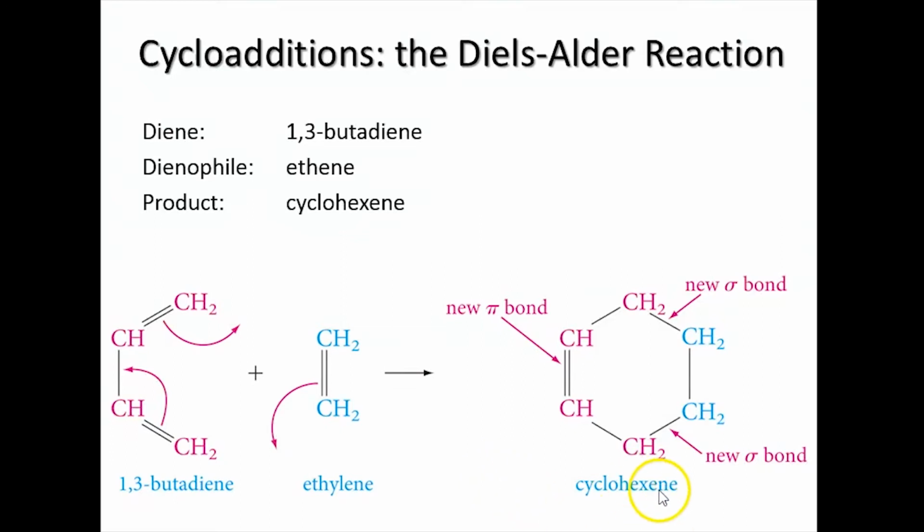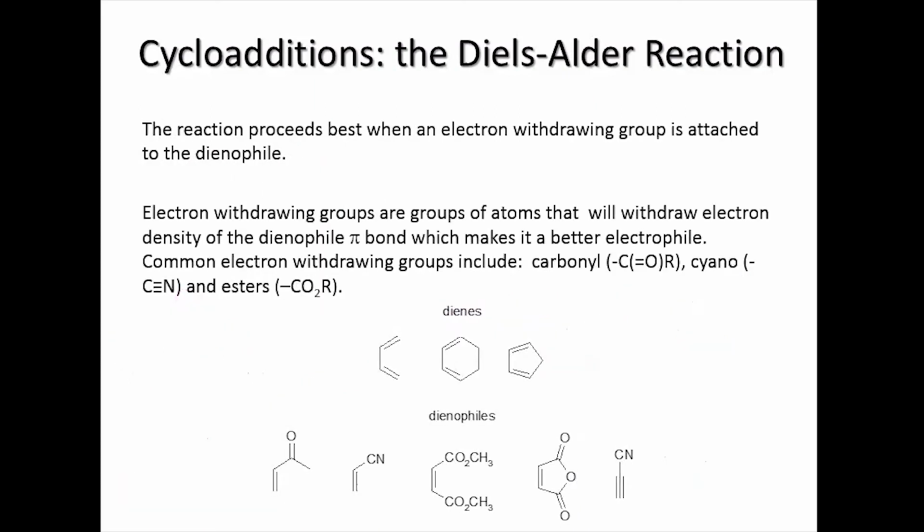So let's look at our product, which is cyclohexane. We've created a new pi bond, right? Here's our double bond. Here's our new sigma bond. And here's our other sigma bond. Now, for simplicity, we just showed butadiene and ethylene. In real-world synthetic chemistry, we'd actually have other groups on there to create a more interesting or usable product.